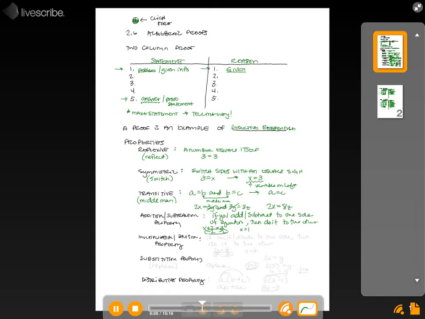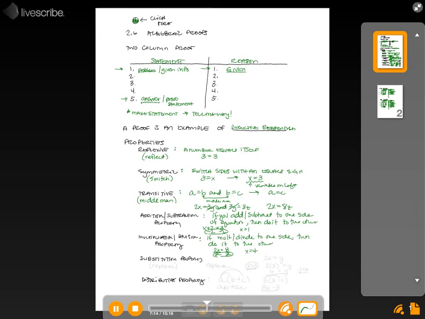Multiplication division is the same idea. If you multiply or divide to one side, then you need to do it to the other. Here's an example. 2x equals 8. I'm going to divide both sides by 2. That's the property here. Okay, so then I get x equals 4. I divided on one side, so I have to do it on the other to keep them equal.